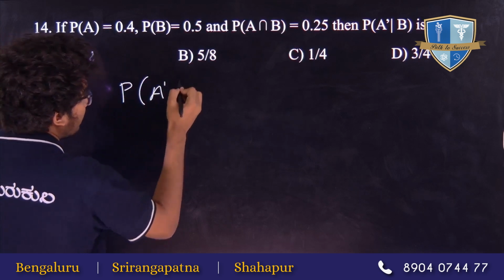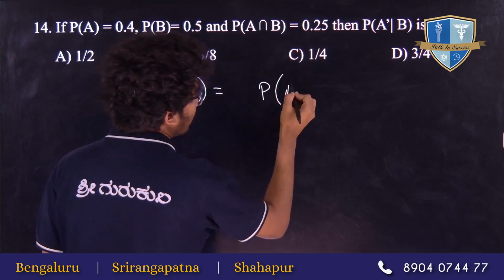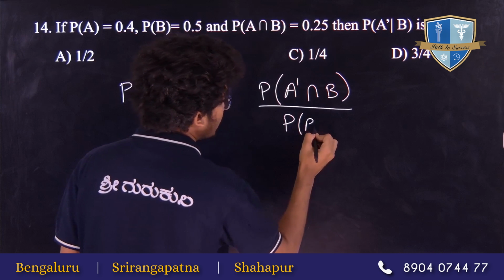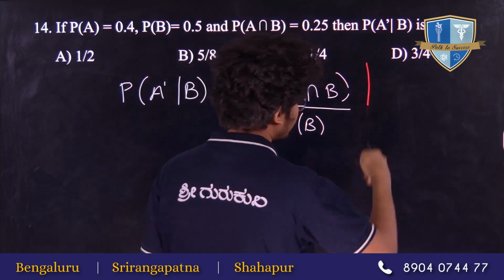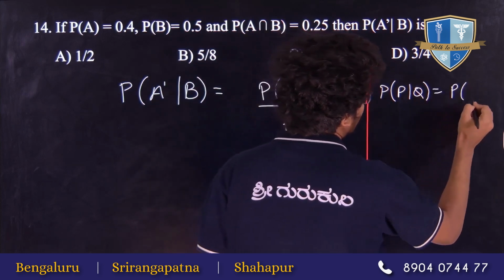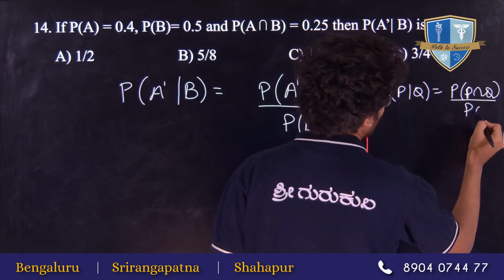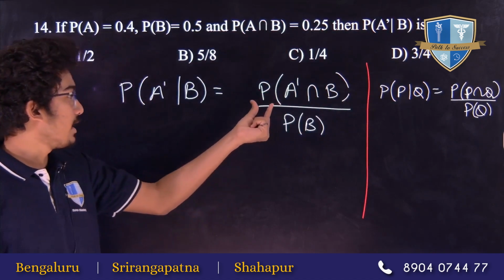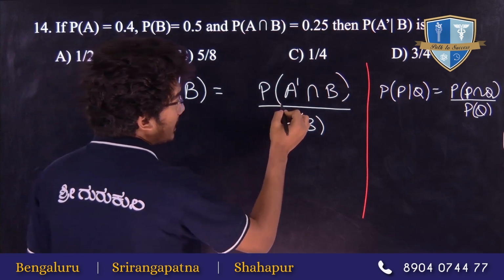So probability of A complement given B will be equal to, we know the formula, probability of A complement intersection B divided by probability of B. What we are using is the formula for probability of P given Q. So this is probability of P intersection Q divided by probability of Q, correct? Here, instead of P we have A complement and instead of Q we have B. Now this is probability of A dash intersection B.